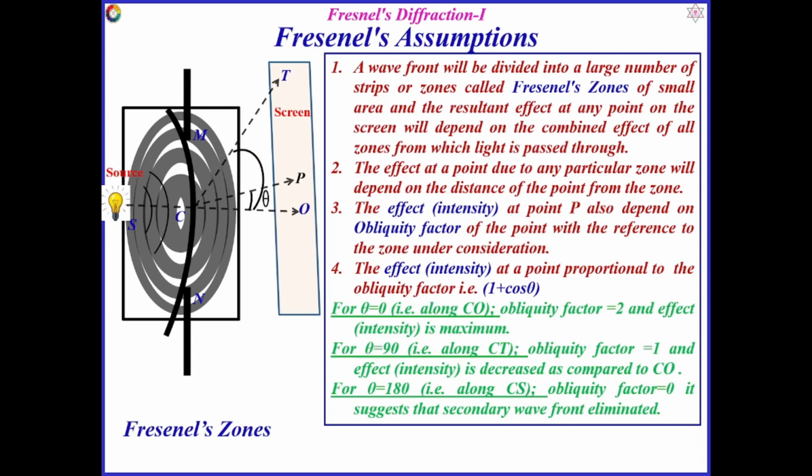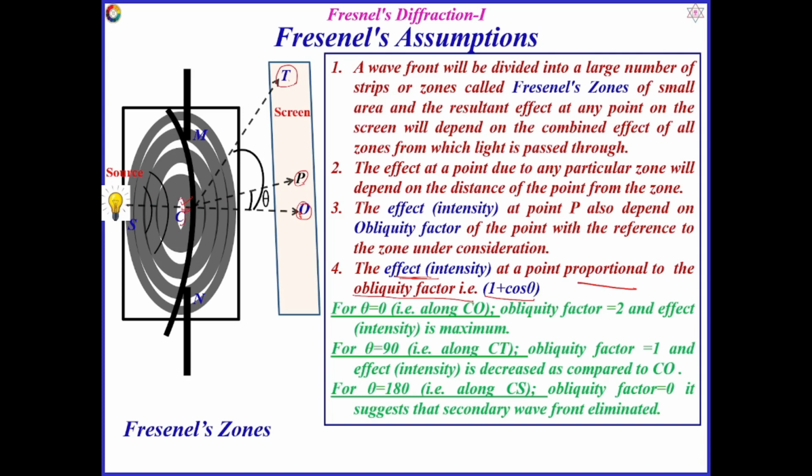In our last video we also discussed one important topic, the obliquity factor, that is 1 plus cos theta. Here I am going to discuss it briefly. Suppose we intend to find the effect or intensity at this point O due to the first half period zone, and the intensity at point P due to the first half period zone.